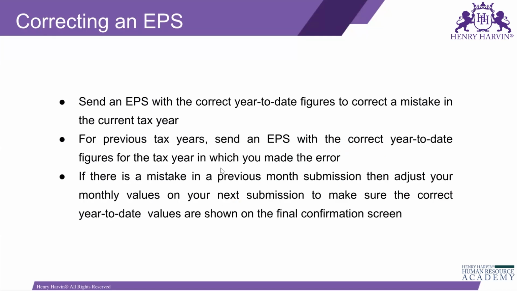Okay, the correction, when you send EPS corrections, that is next month. If there is a mistake in your previous month submission, then adjust your monthly values on your next submission to make sure the correct year-to-date values are shown on the final confirmation. What I told you is correct. Sorry to confuse you again. I thought I had explained something else. Okay, so it should be the final confirmation screen, that is, HMRC will update your account.